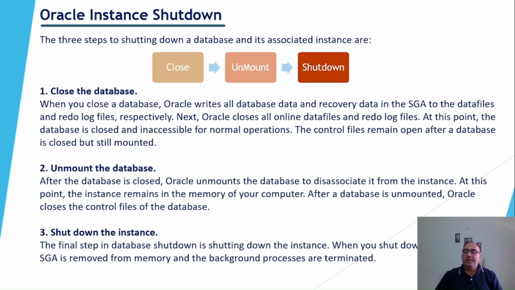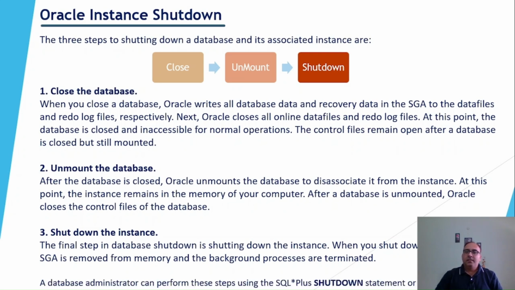Then we have shut down the instance, which is the last step in order to shut down any sort of database. When you shut down an instance, the SGA is removed from memory and the background processes are terminated. So like startup, we also have a command for shutdown, that is SHUTDOWN. In order to shut down any database, you will have to execute this command from SQL*Plus, which executes all these three stages in the backend. So that's about Oracle instance shutdown.